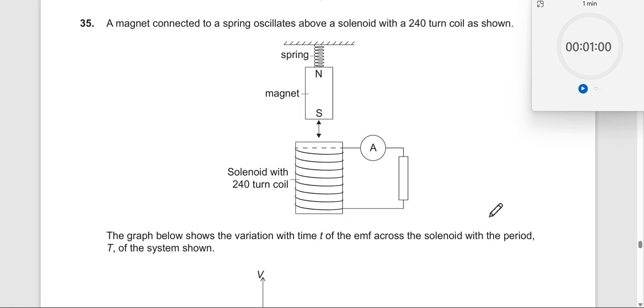Okay, question number 35. This question is a bit lengthier, so not easy to solve in 1 minute. Anyway, let me try it out. Okay, let me start the timer.